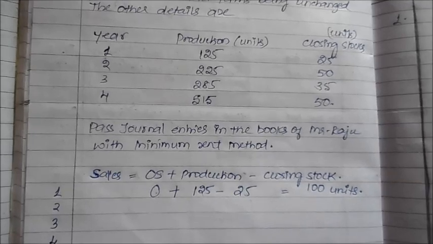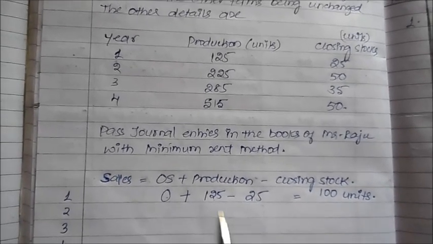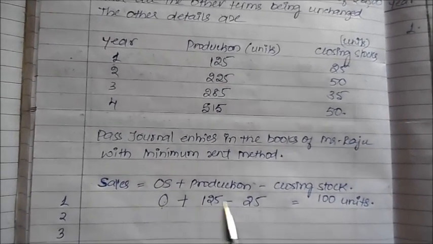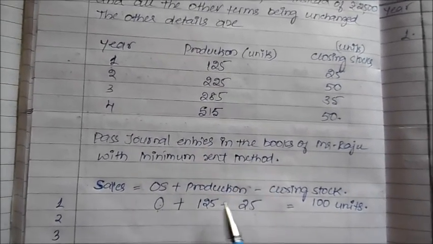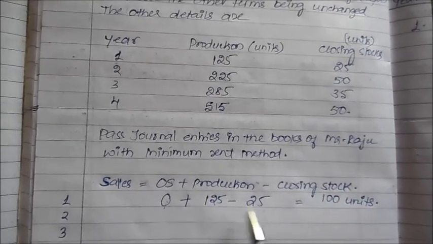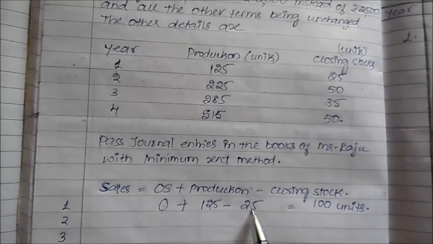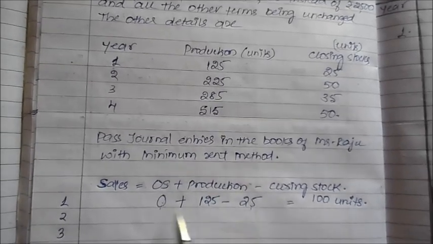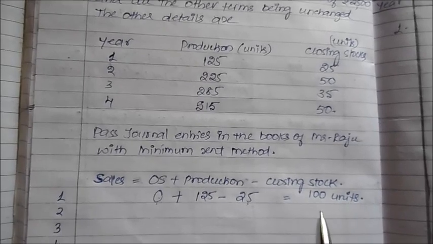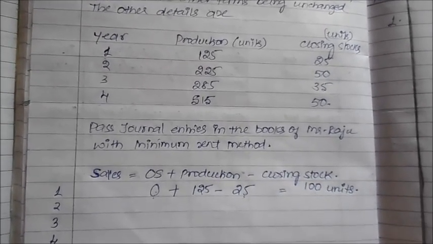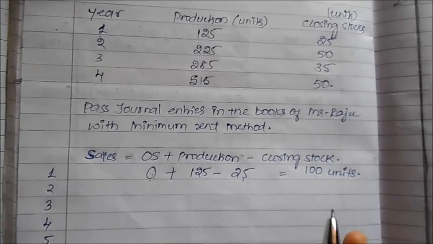Simple, extremely simple. When you start the production, obviously you will have no opening stock because it is the first year. How much did you produce? 125. And if you want to find out how much was sold, you can only find it by deducting the closing stock, the units which are not sold during the year. So with this particular formula, you can easily find out the sales that the company actually did during the first year. Okay, clear?